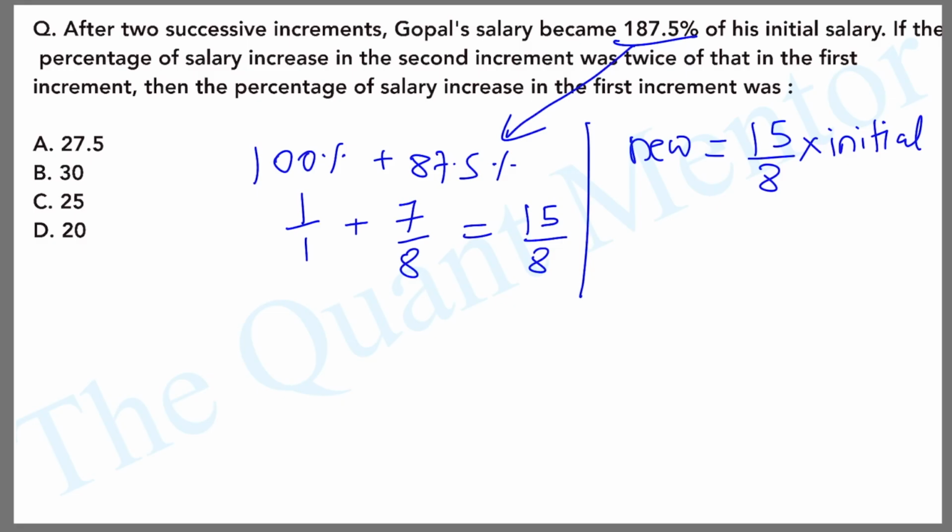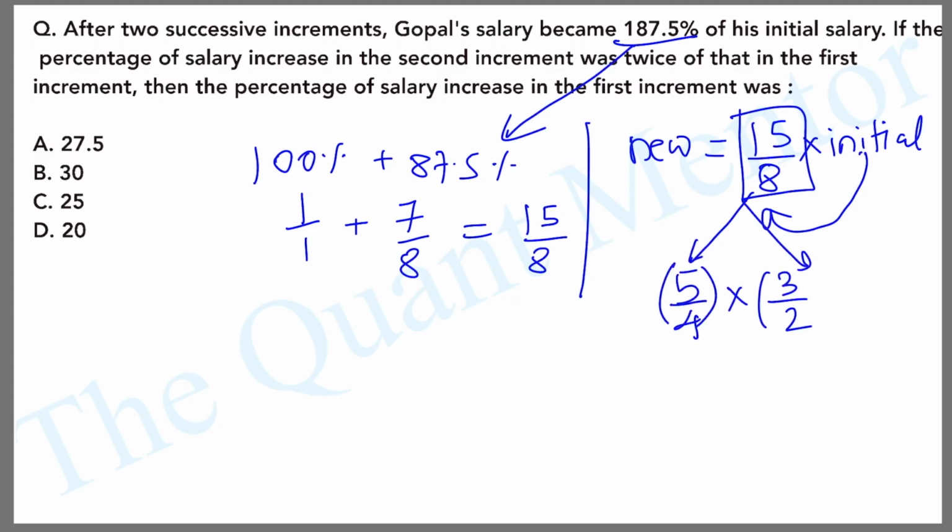So since there have been two increments, the initial salary got multiplied by two fractions and it became 15 by 8. So let's break 15 by 8 in such a way that I will get two fractions or two increments, and the second increment should be double the first. So if you notice carefully, 15 by 8 can be split as 5 by 4 into 3 by 2. So the salary became 5 by 4 for the first time, and this basically indicates there is an increase of 1 by 4th or 25%.